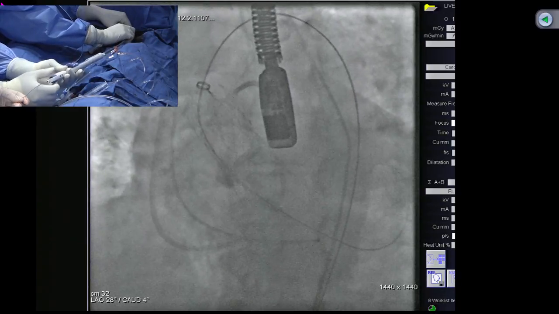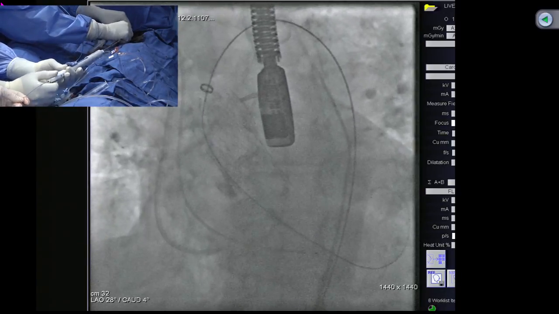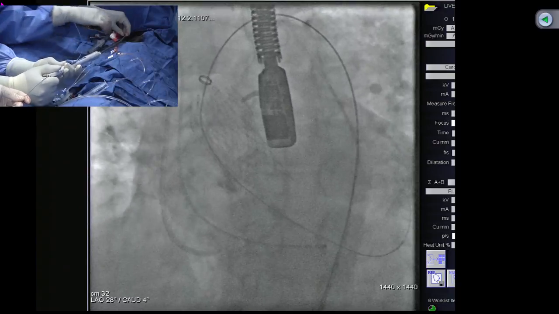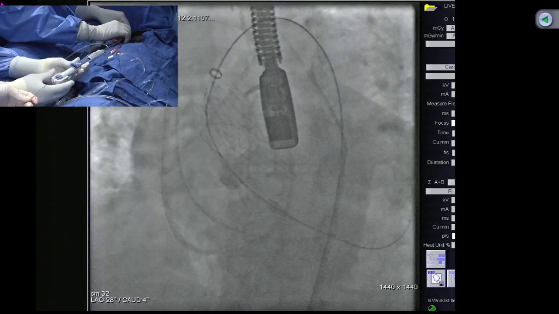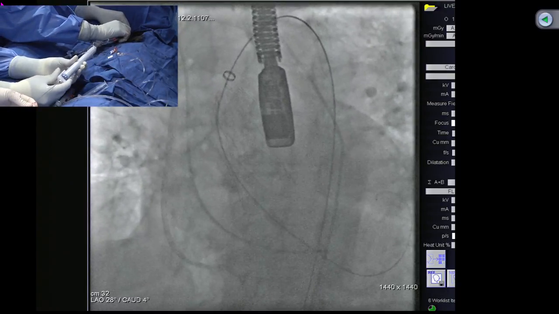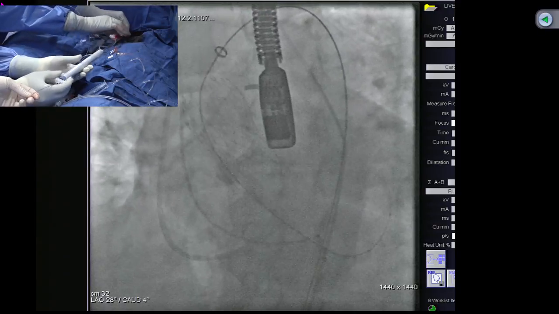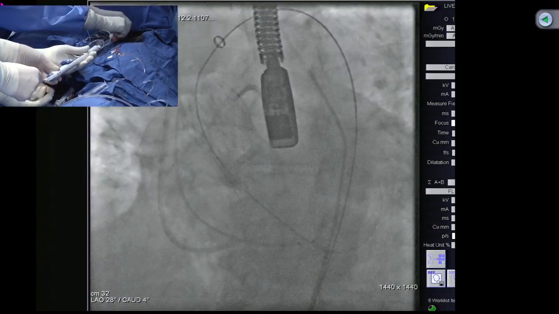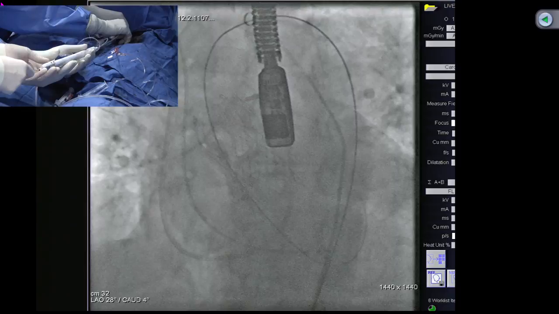Still attached, still attached. Move it. Still attached. Good, now it got detached. Now let's move the wire a little bit. Let's become coaxial. Come out.